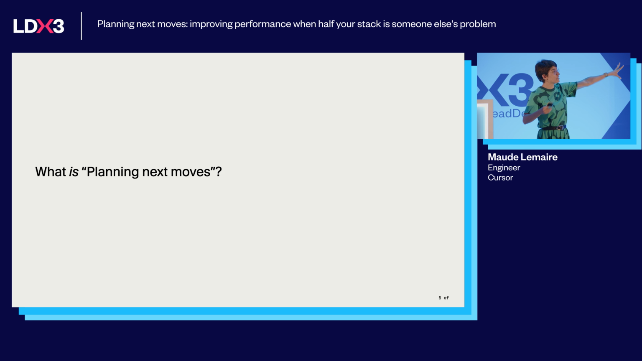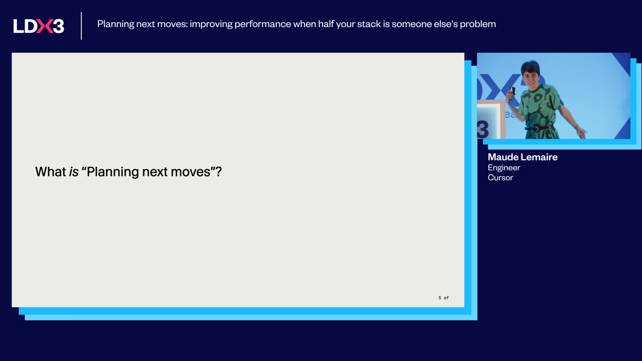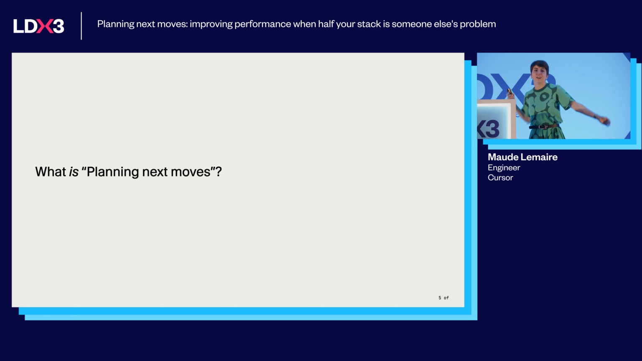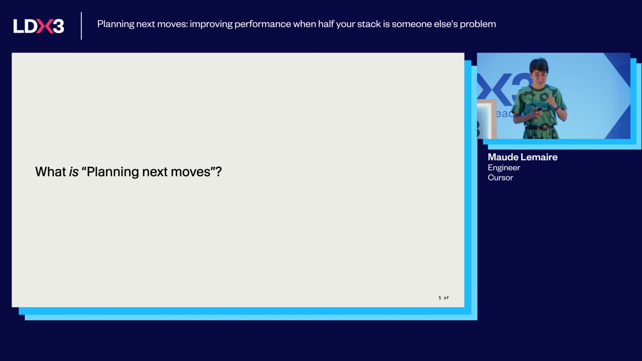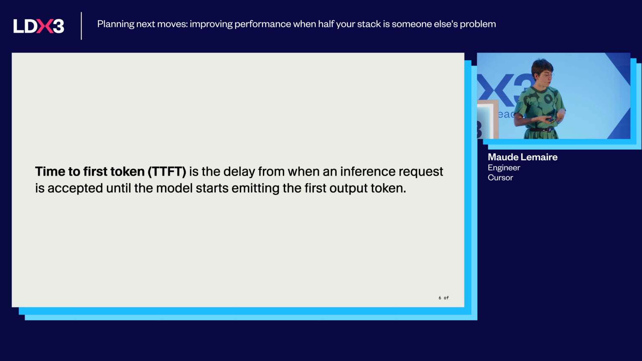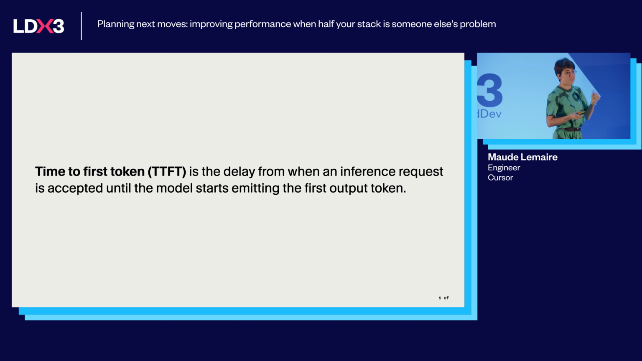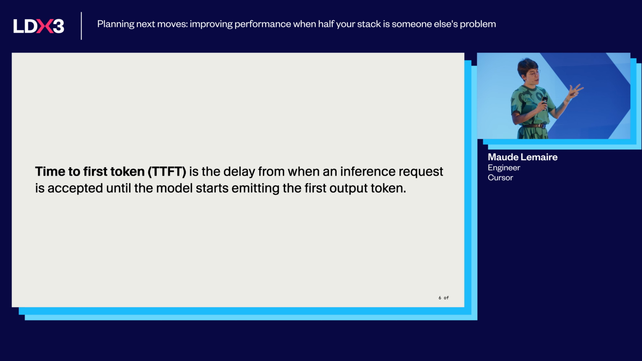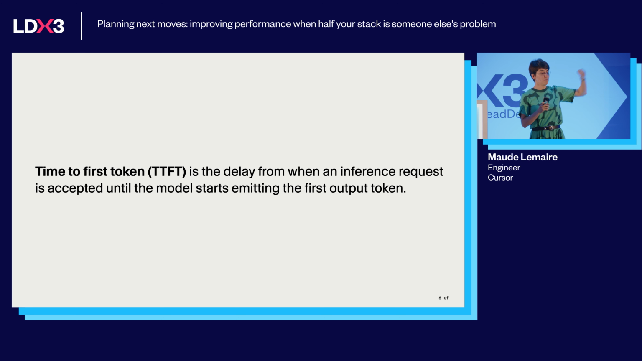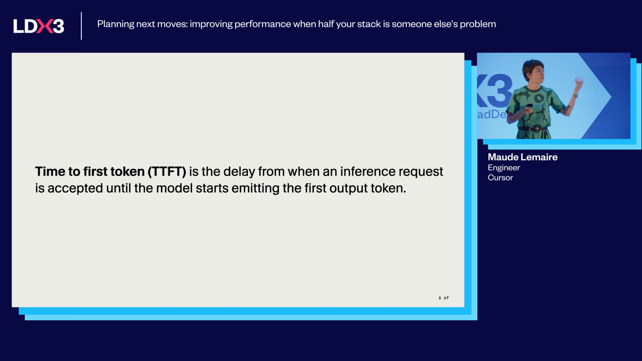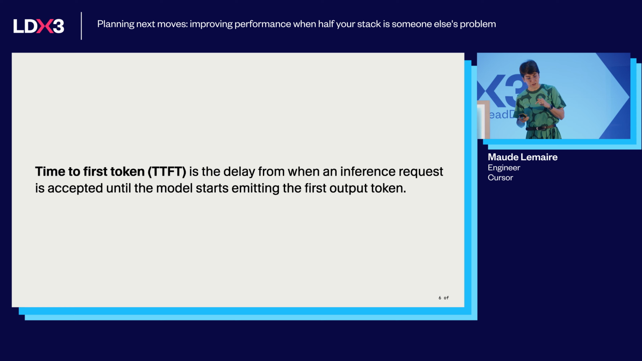And no, what's happening behind the scenes is not that your tokens are playing chess with each other on Moltbook, although maybe, I don't know. What's hiding behind that is quite simply what we refer to as time to first token, or time to first visible token. That's the delay from when an inference request is accepted until the model actually starts emitting that first output token that you see in your client.